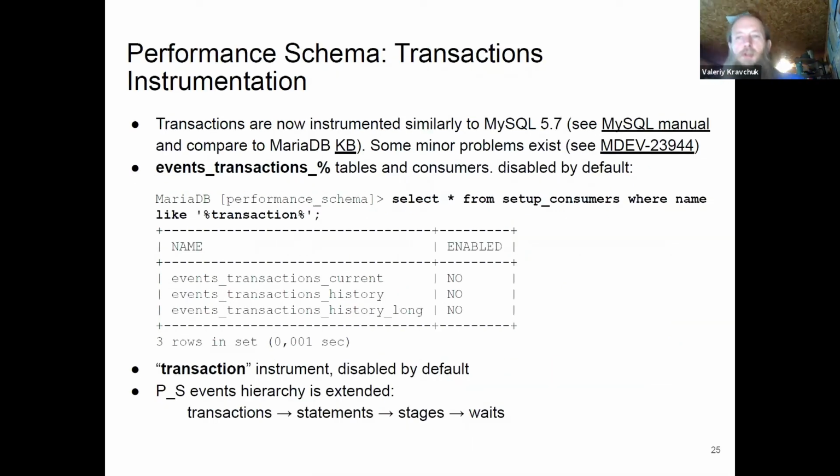Transactions instrumentation. Transaction instrumentation is again similar to MySQL, so you can refer to MySQL manual, and there is some information in our knowledge base for these specific instruments. There are some problems that I've already reported with transaction instrumentation, but they are quite minor. So what was added? The single transaction instrument was added, disabled by default. If you want to see transactions, you have to enable the related instruments. You also have to enable the related consumers. 3 consumers were added: events transactions current, history, and history long, similar to statements, stages, and waits. So now you have a full hierarchy.